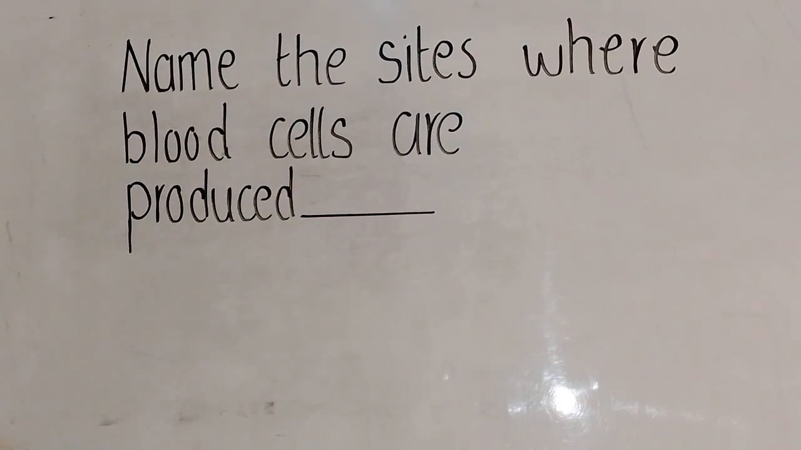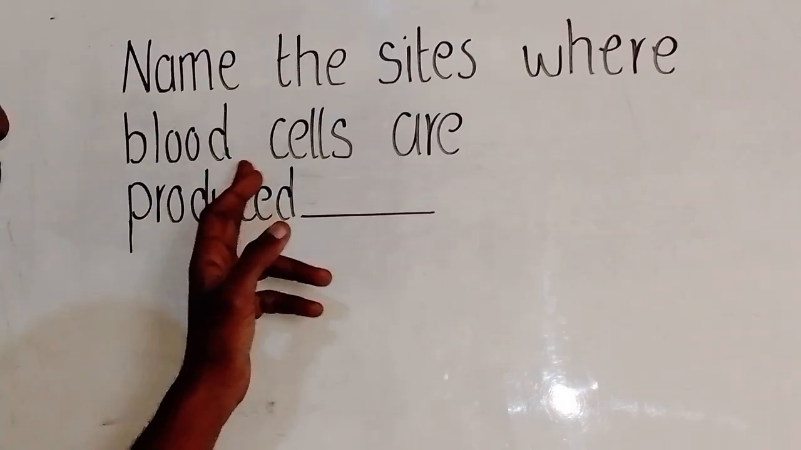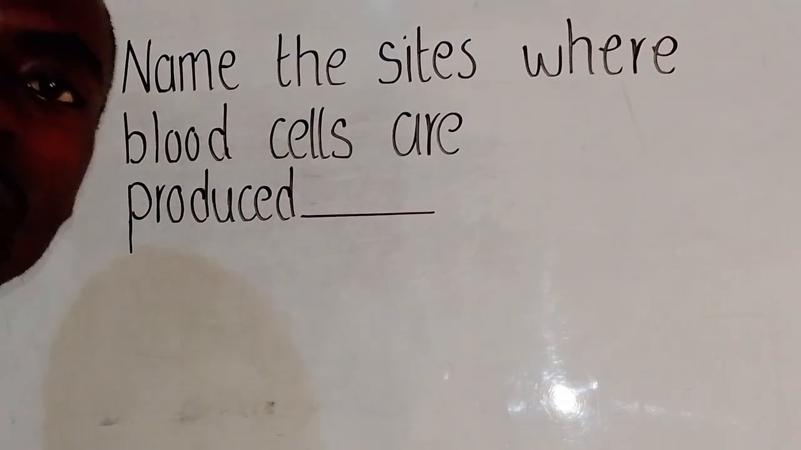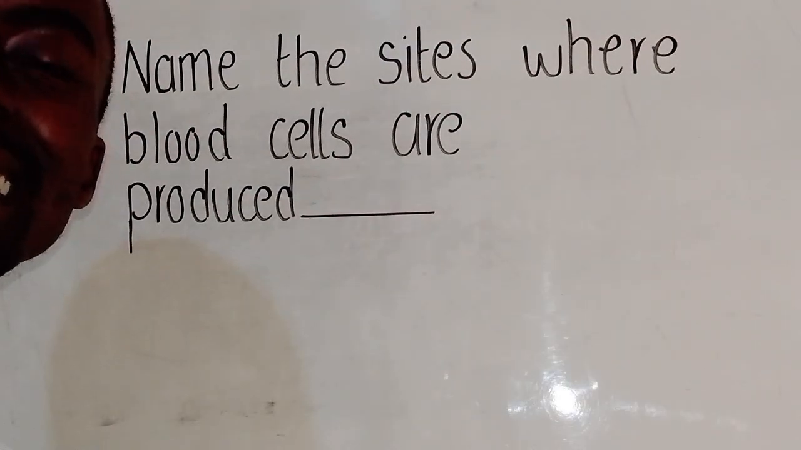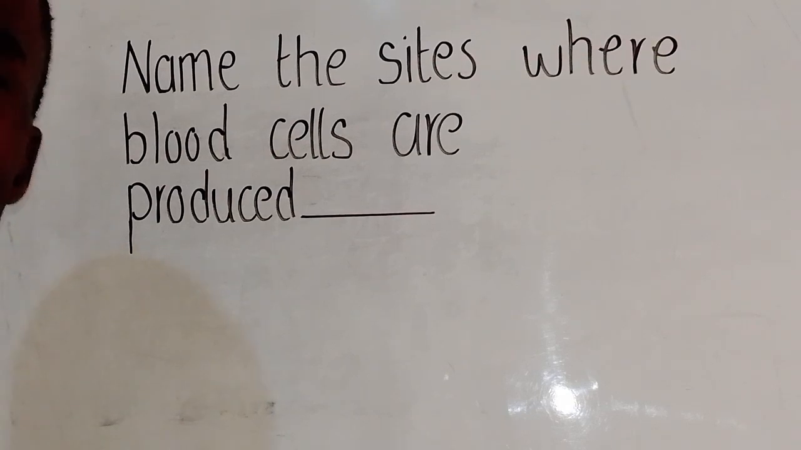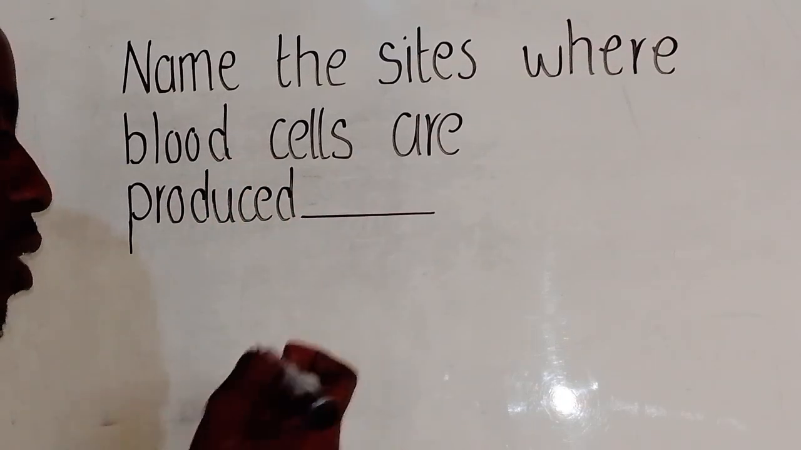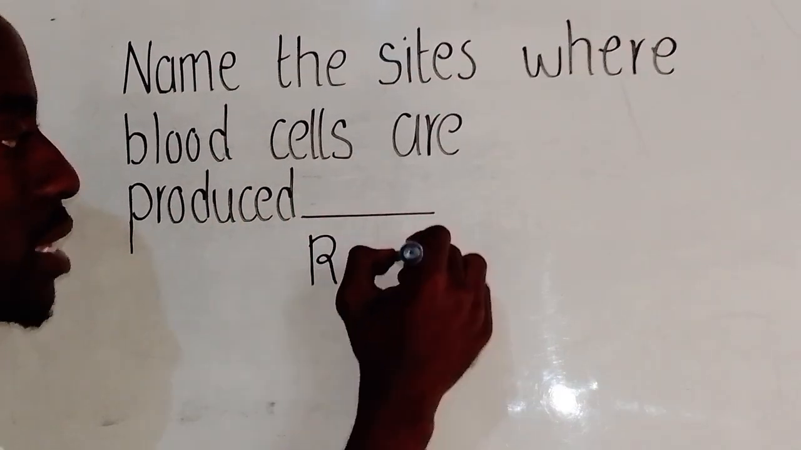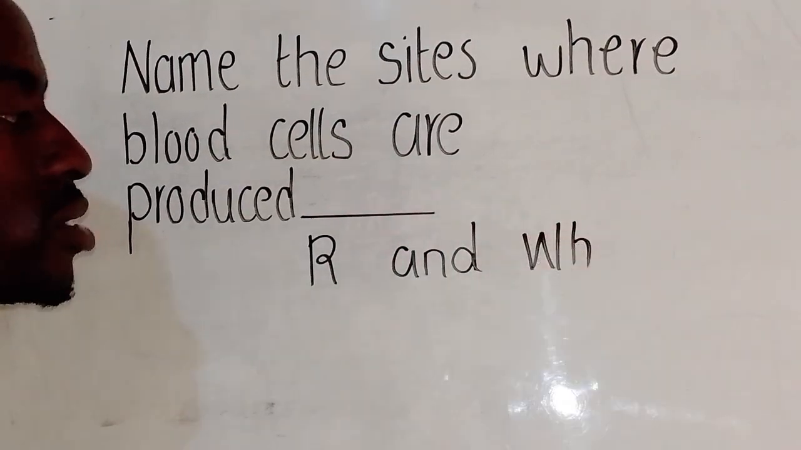Okay, so we have a biology question that says name the sites where blood cells are produced. You need to understand that blood is a tissue made up of red blood cells, white blood cells, platelets and plasma. But the question here is talking about what? The blood cells. Specifically, we are just talking about the red blood cells and the white blood cells here.